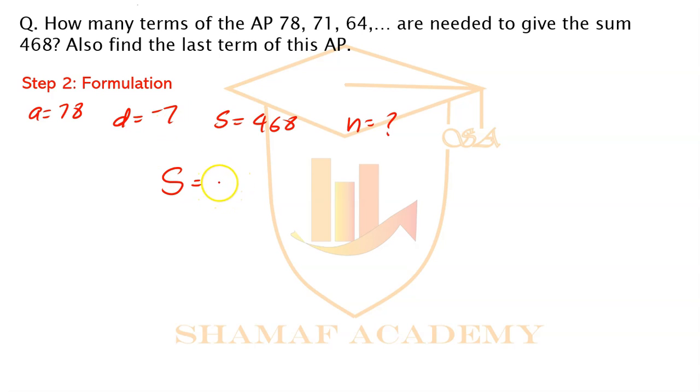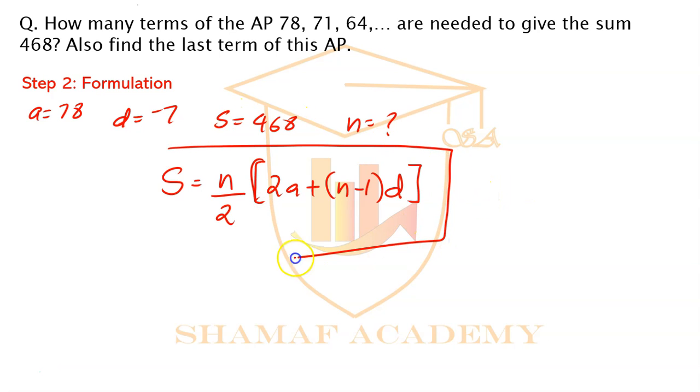So the formula is as this: S is equal to N by 2, 2A multiplied with 2A plus N minus 1 in bracket, and that is multiplied with the D, and the bracket is closed. So this is our formula, and we now have to substitute in the things that we have found out in our formula.